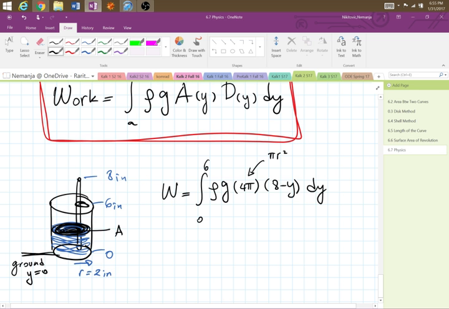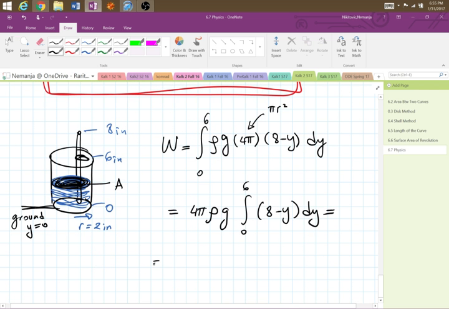And you just integrate. So this is equal to 4 pi rho g, though that's all constants. And you are only integrating 8 minus y dy, which is 4 pi rho g times 8y minus y squared over 2, computed from 0 to 6, and all of that is equal to some number, Newton meters, and we're done. Or feet, right? Foot pound.